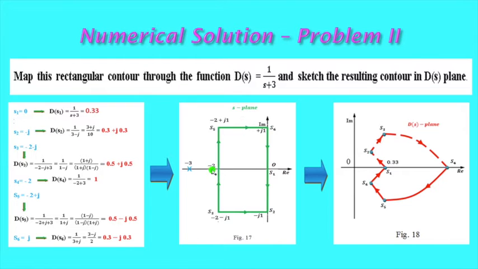Then consider S4. S4 is minus 2. Then put in D(s). Then this answer is 1. So this is the S4 point. Magnitude is 1. There is no imaginary part. Then S5 is minus 2 plus j1. Put in D(s). Then calculate. So this S5 point is 0.5 minus j 0.5. So this point is 0.5 and this point is minus j 0.5.